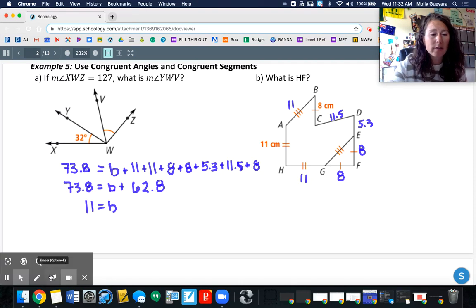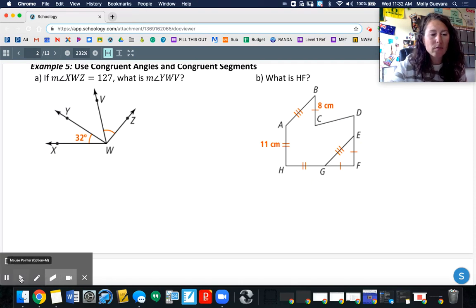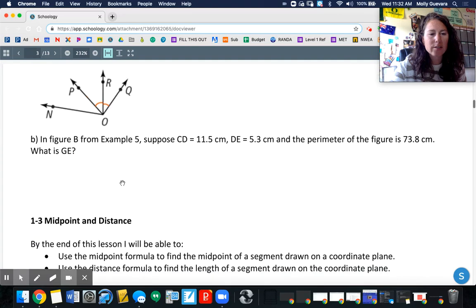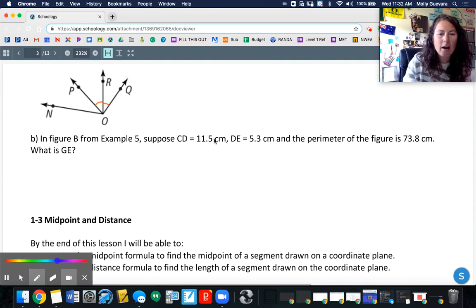So if we scroll down so that we can actually answer the question here, after we do all of that work, we can go ahead and say that GE is equal to 11. And then again, what is the unit? In this case, the unit is centimeters.